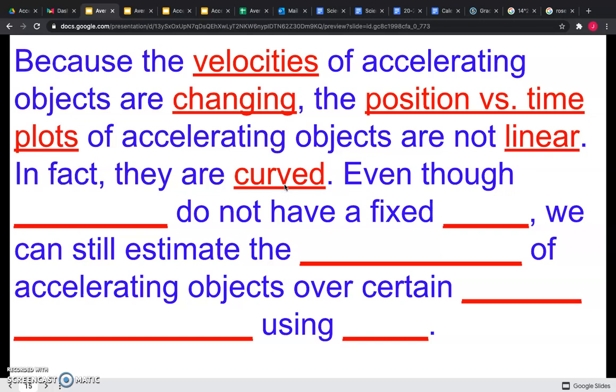Now we're going to start learning about what happens when the speed or velocity of an object is changing as it is moving. And what we'll see is that the position versus time plots are curved. Right? That's kind of what we saw in yesterday's acceleration lab as the toy car accelerated down the ramp. Right? It had a curved position versus time plot.